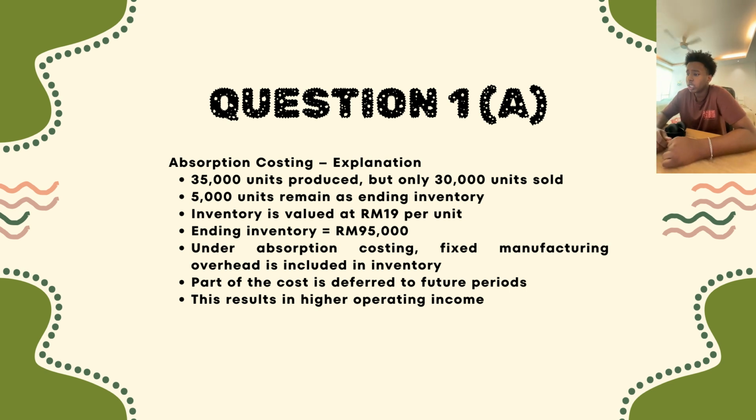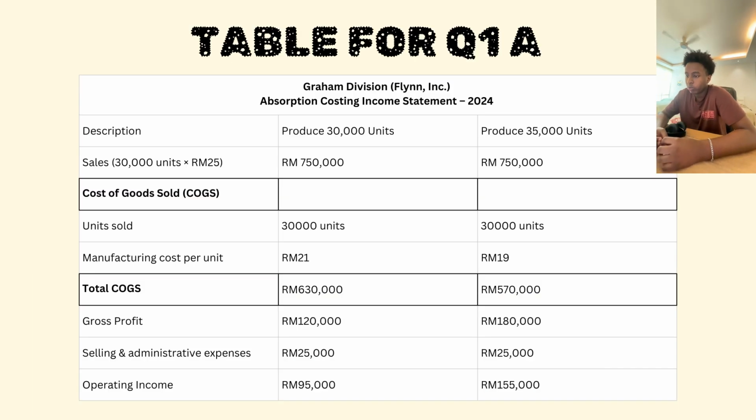Under absorption costing, fixed manufacturing costs are all included in the inventory, and part of the cost is deferred to future periods, and this results in higher operating income. And this is the table for question 1A that we were asked. It's also in the report, but I just copied and pasted.